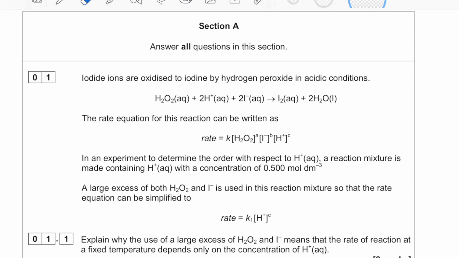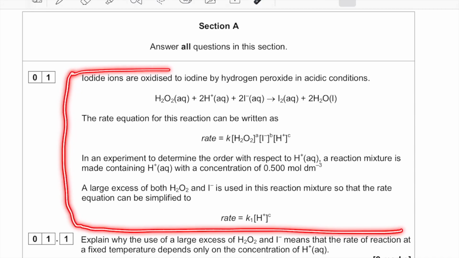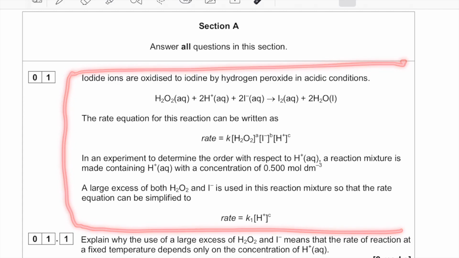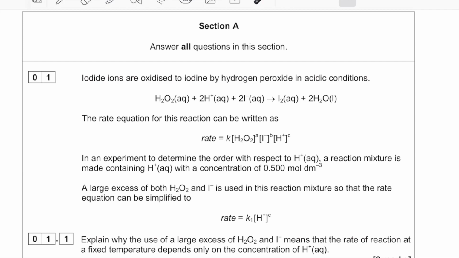So we have, at the beginning, quite a lot of text, and it is important that you read all of this carefully. I know that's difficult to do in the heat of an examination, but any of that information could be relevant to any of the questions that follow. And in some cases, the questions that follow won't make any sense without really understanding what's written here.